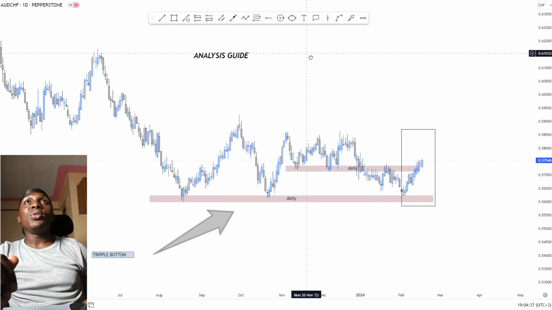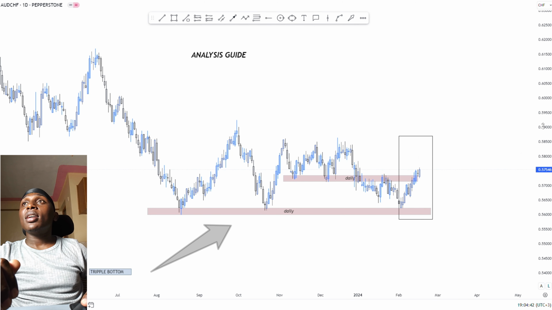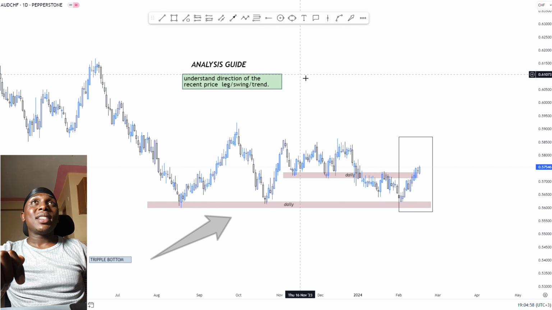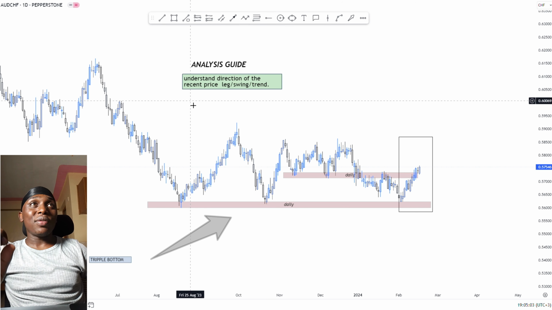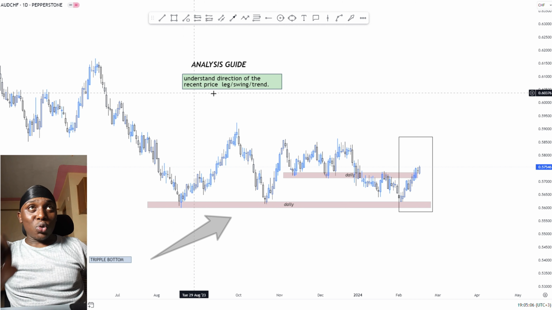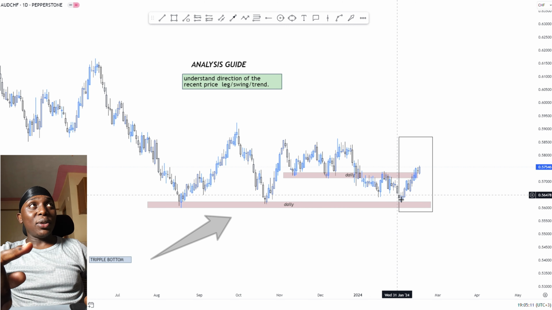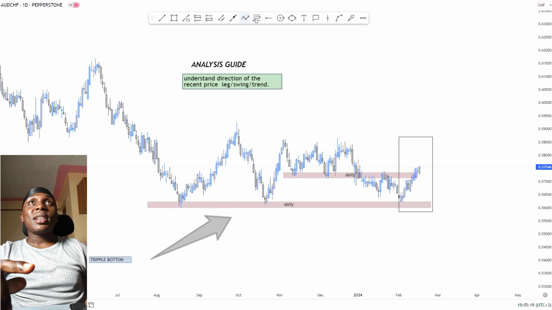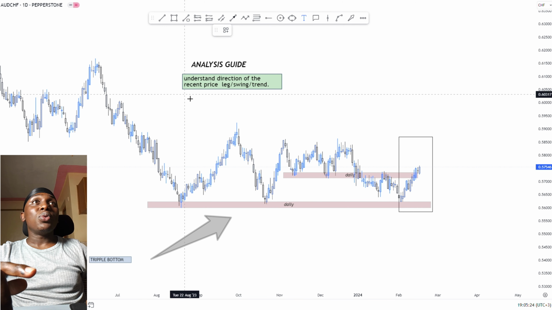So coming this new week, I'll be looking at Australian dollar, CHF. What I usually like to look at when analyzing the daily time frame is I start first by understanding the direction of the recent price leg or swing or trend. So looking at the recent price leg for Australian dollar and Swiss franc, we can see that the recent price leg is an uptrend.